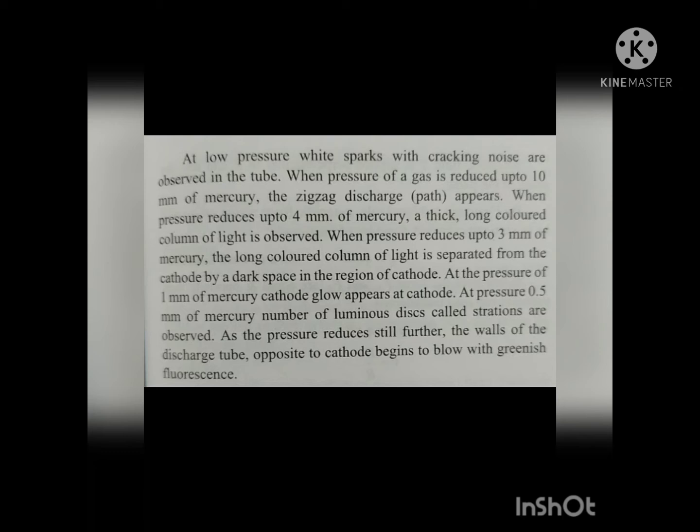At pressure 0.5 mm of mercury, a number of luminous disks called striations are observed. As the pressure reduces still further, the wall of the discharge tube opposite to the cathode begins to glow with a greenish fluorescence.